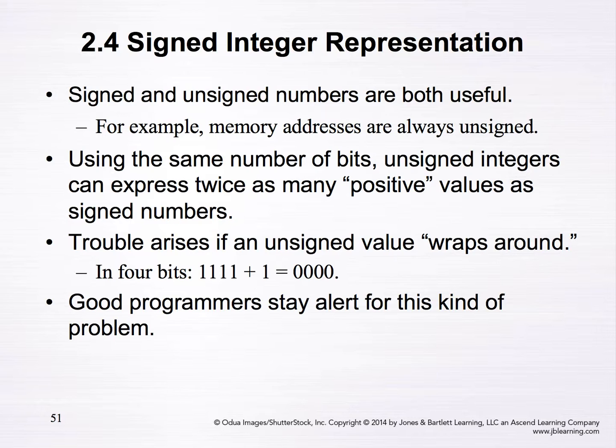The signed and unsigned numbers are both useful. For example, memory addresses always use unsigned numbers. Using the same number of bits, an unsigned integer can express twice as many positive values as a signed number. Trouble arises if an unsigned value wraps around. For example, with 4 bits, 1111 plus 1 overflows and just equals 0000. So a good programmer should stay alert for this kind of problem in order to debug their program.